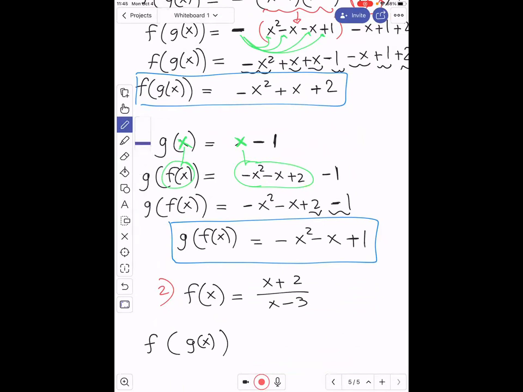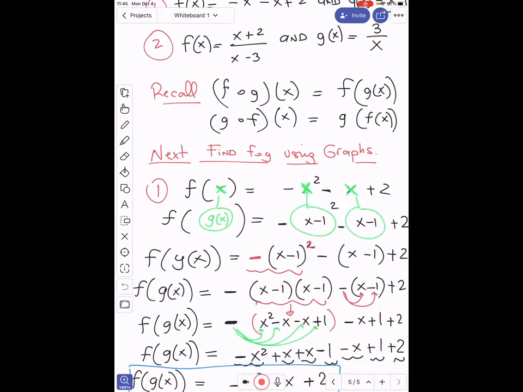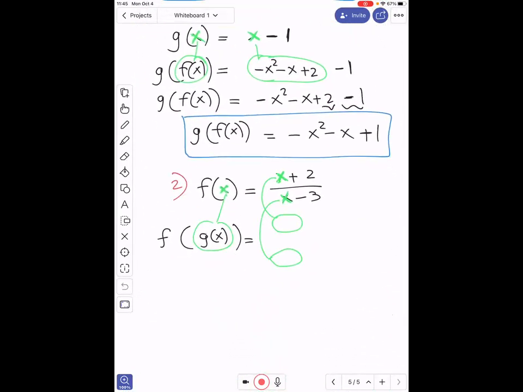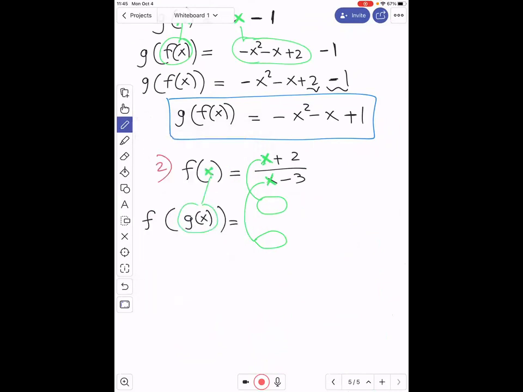So there is an x in the numerator right here, and there is an x in the denominator, right? So I need to replace both x's, the x in the numerator and the x in the denominator, by g of x, right? So this x, and we're going to have an x here in the denominator. So that'll be equal to, so my g is 3 over x, right? That's my g, 3 over x. So here's my 3 over x, and here's my 3 over x.